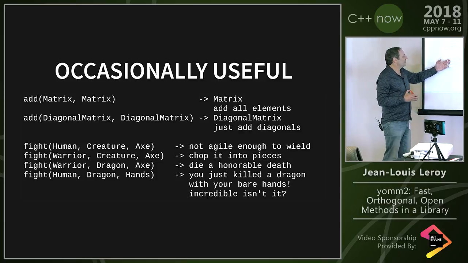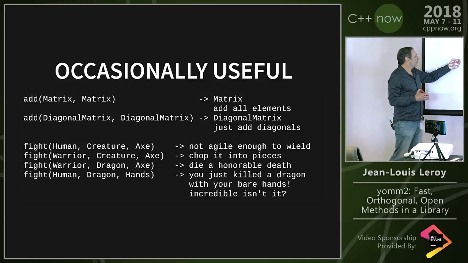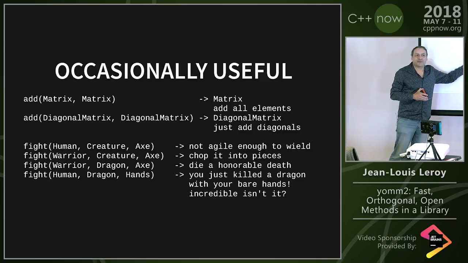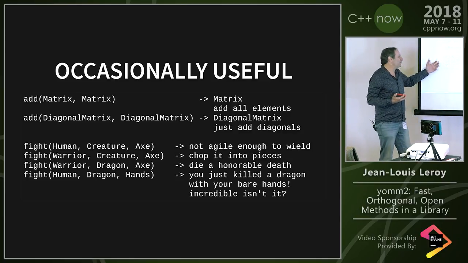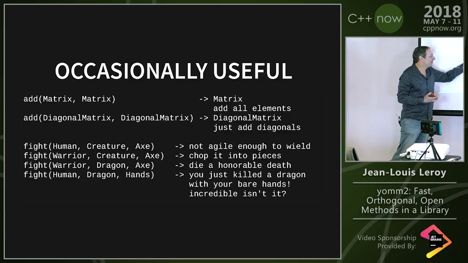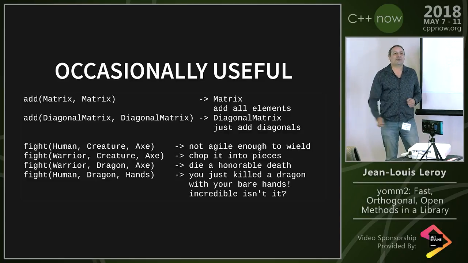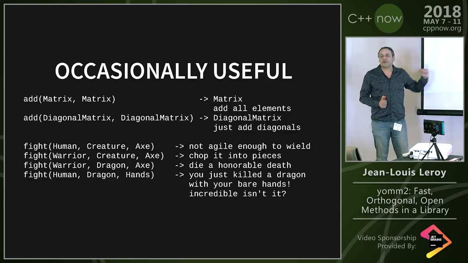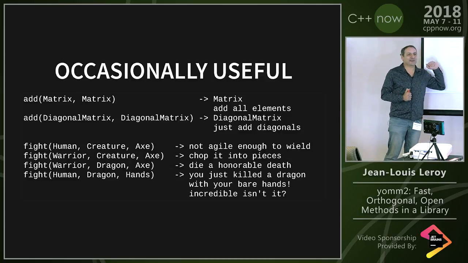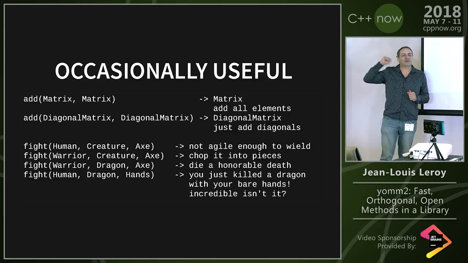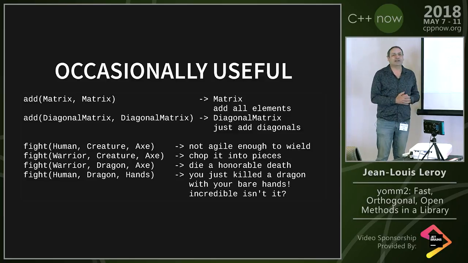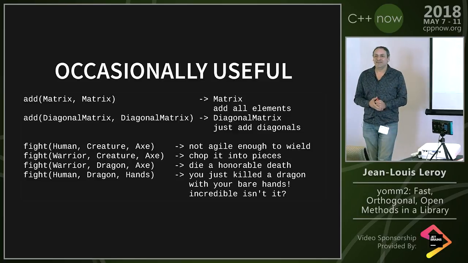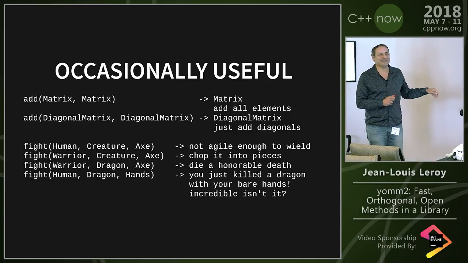If you're a human and you want to fight a creature with an axe, you're not agile enough to wield it, because you're not a warrior. But if you're a warrior and you want to fight a creature with an axe, you chop the creature into pieces. Except if it's a dragon, then you get roasted. But if you're a human and you try to fight a dragon with your bare hands, well, it's wonderful, you just kill a dragon with your bare hands. Does it ring a bell to anyone?